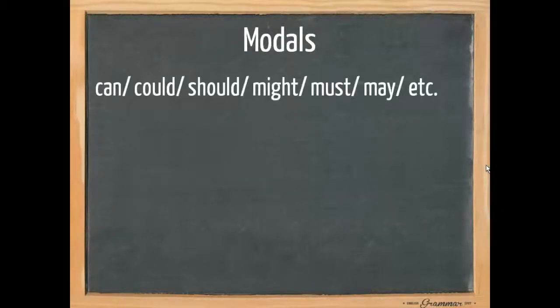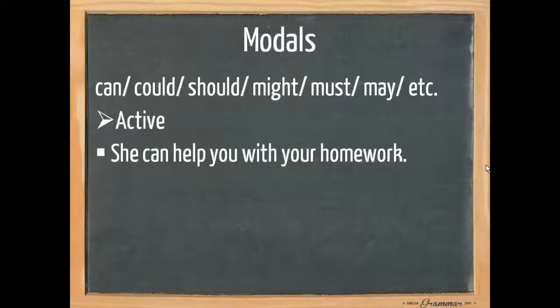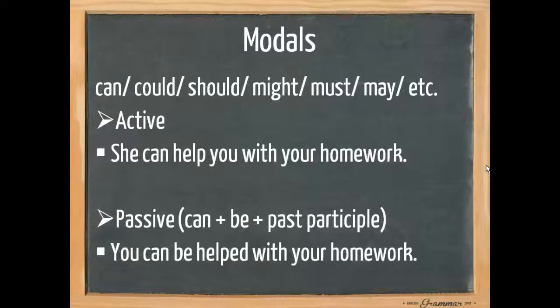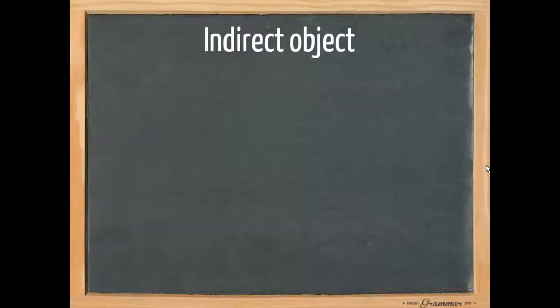Finally, the modals. Can, could, should, might, must, may, etc. Quite easy. An active example: she can help you with your homework. Can is a modal here. To turn it into a passive, we use can, the base form of the verb to be, which is be, and the past participle. You can be helped with your homework.